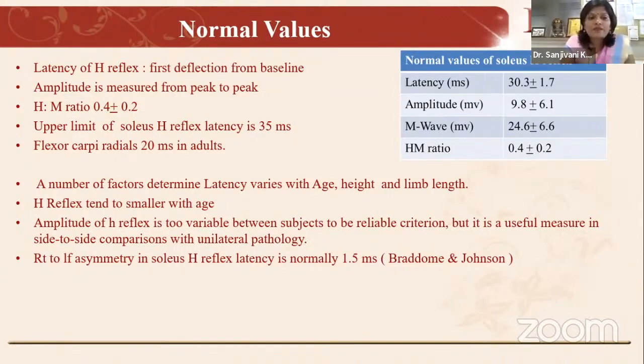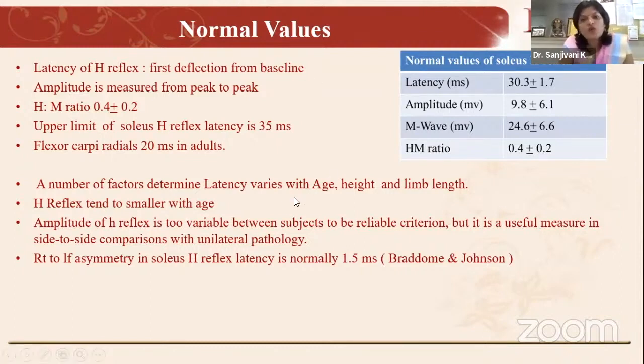Then the upper limit of soleus H reflex latency is 35 milliseconds and of flexor carpi radialis is 20 milliseconds. So it is not necessary that we always say the H reflex is from the lower limb. There are some latest articles also that give you an idea.